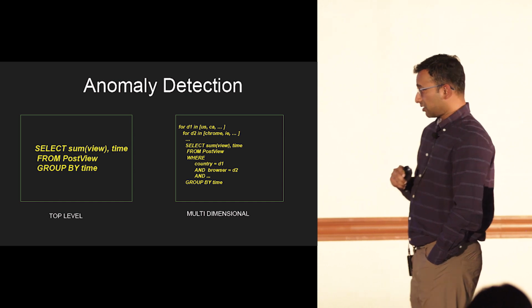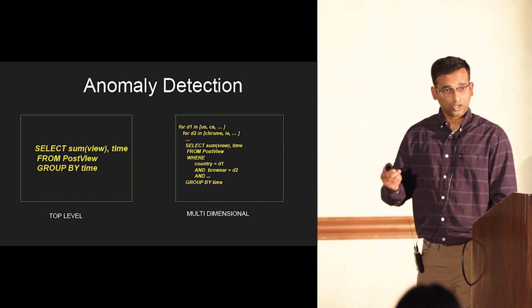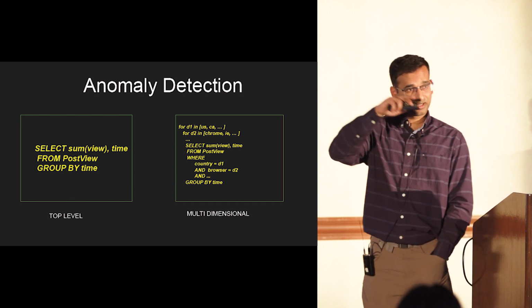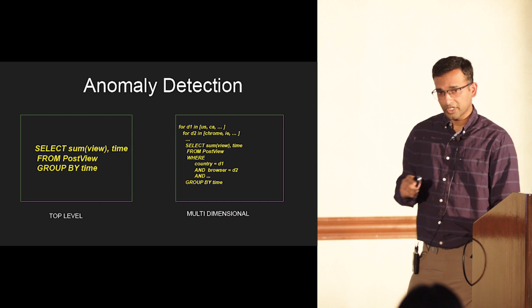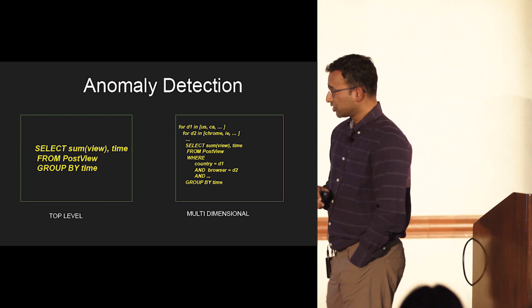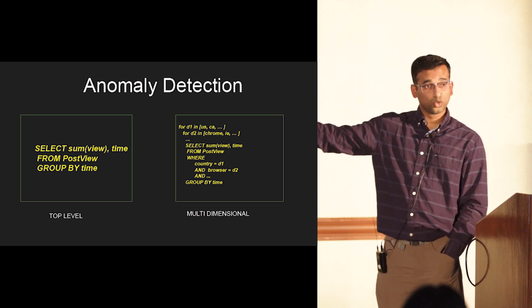So what's the challenge behind the scenes? It's very easy to do anomaly detection at the top level because you're just looking at the aggregate sum of that metric. But multi-dimensional anomaly detection is much more challenging, because if you unroll it, this is how the loop looks.